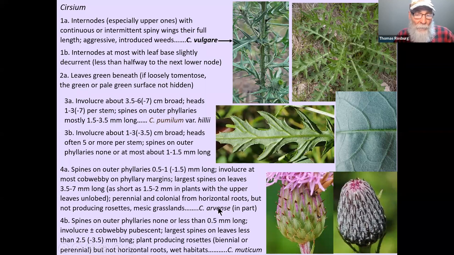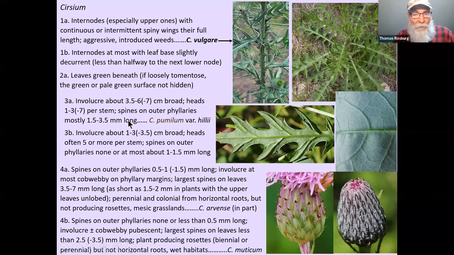Now, this one here, Cirsium arvense, it says in part, because you can find Canada thistle weeds that sometimes look a little bit more like this. You could possibly go that direction, because sometimes, especially in younger leaves, they can have a little bit more hair. So Canada thistle is going to key out two places. It's going to key out right here, and it's also going to key out with these leaves that look like this.